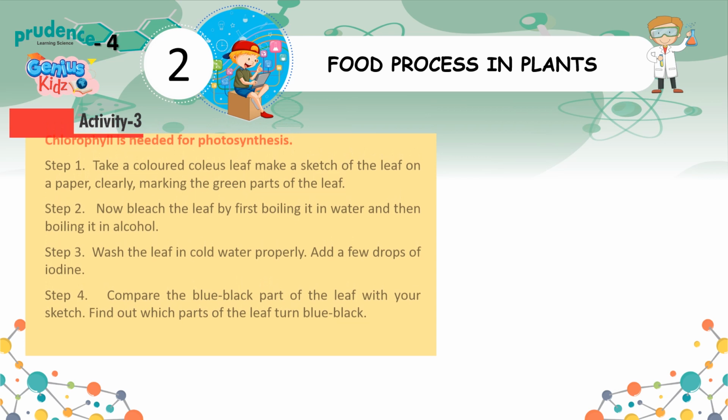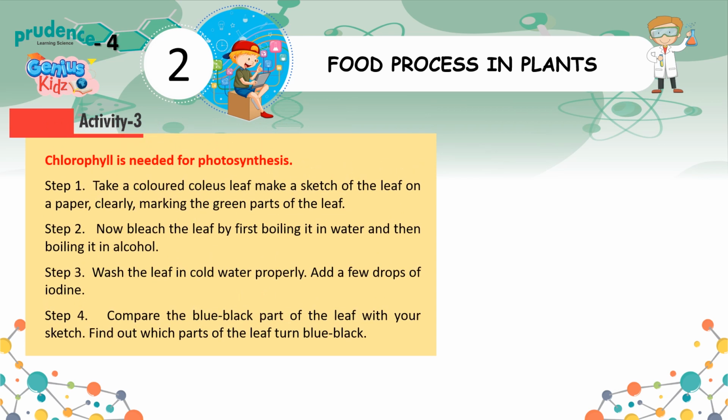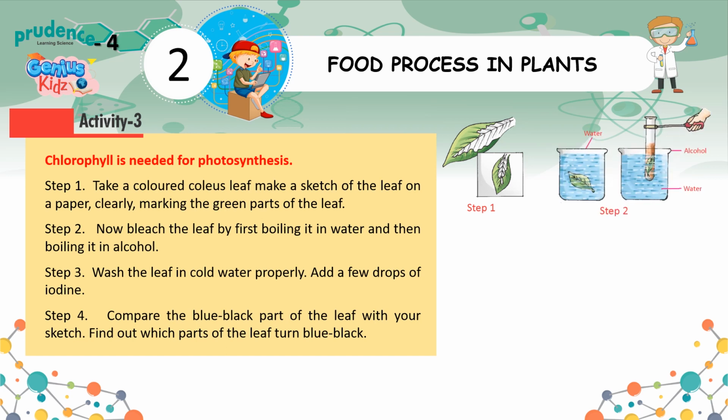Activity 3. Chlorophyll is needed for photosynthesis. Step 1. Take a colored coleus leaf. Make a sketch of the leaf on a paper, clearly marking the green parts of the leaf. Step 2. Now bleach the leaf by first boiling it in water and then boiling it in alcohol.